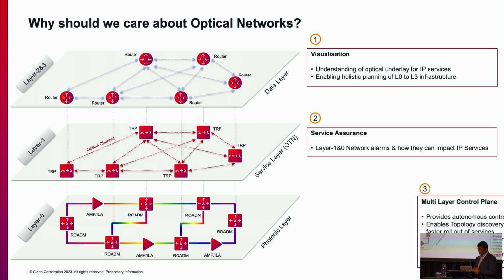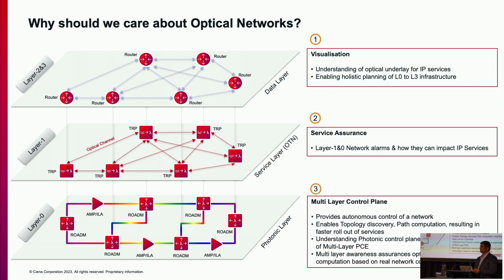And third and foremost is the multi-layer control plane. Control plane exists in different layers, and they have different mechanisms of routing and path computation engine. When we talk about convergence, multi-layer awareness is very important. If my layer 3 is aware of what's happening at the layer 0 level in real time, with the help of real fiber events and real-time latency, it could take a better decision. And this would help me to drive and create a service across multiple layers in the network.